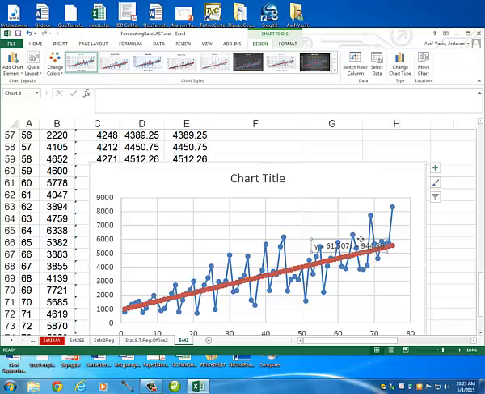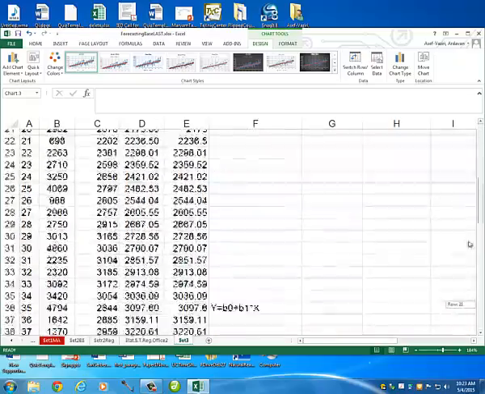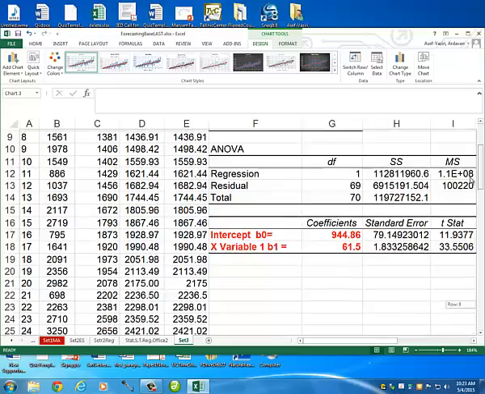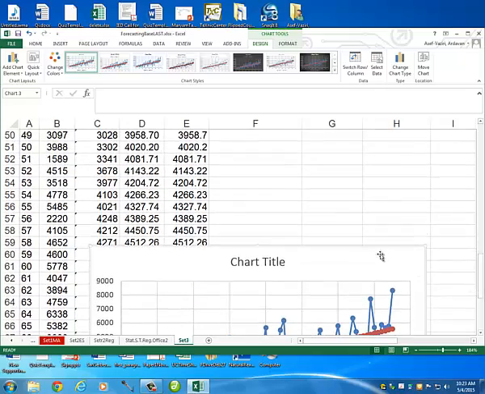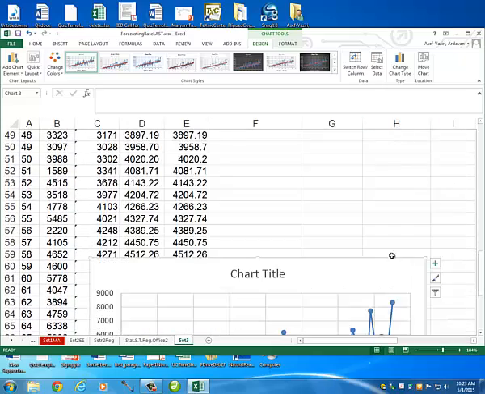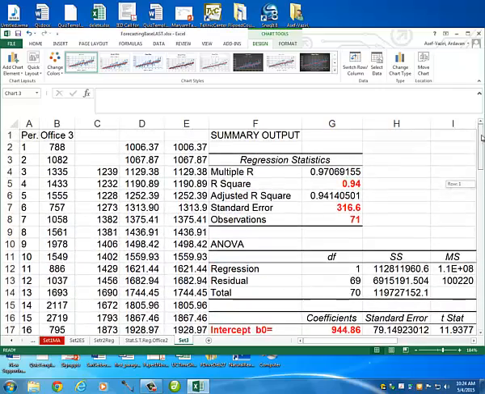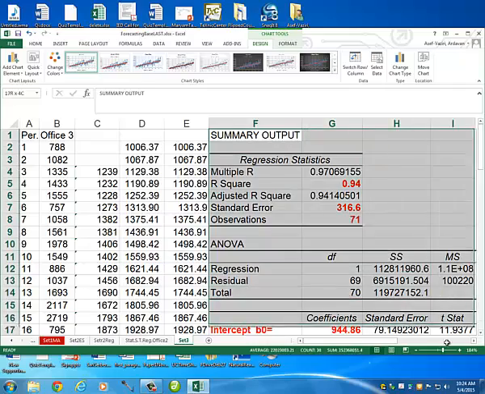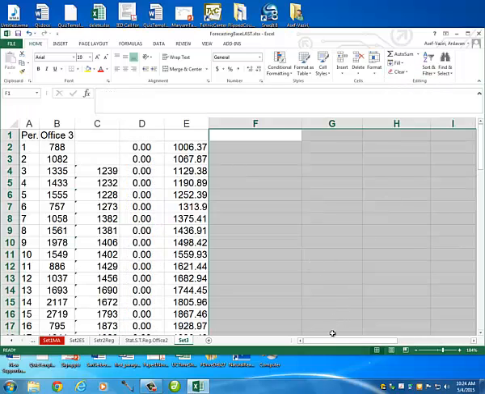Now I know that it is these values, right? That is, I think, the same thing we got using regression. 944, and 61 and a half. So here I can also have the formula for the regression line. So now we have this. The next step, let me clean up this regression equation from clear all. Okay, now let's see what I am going to do.